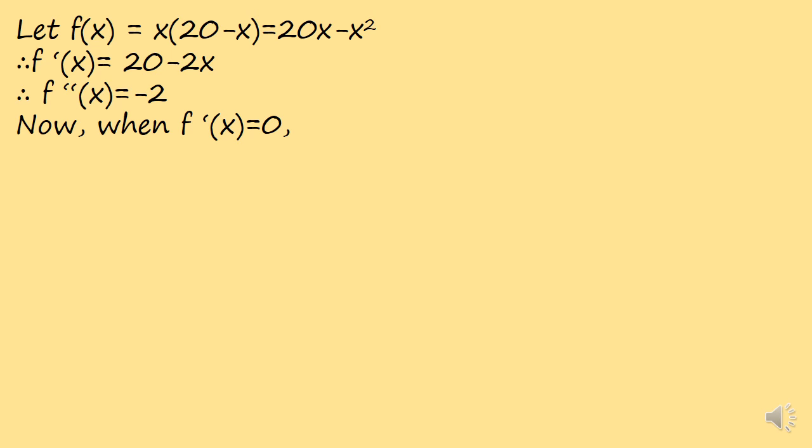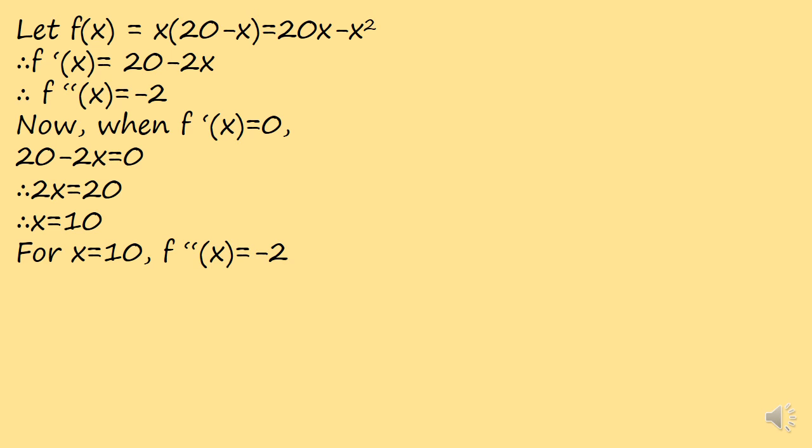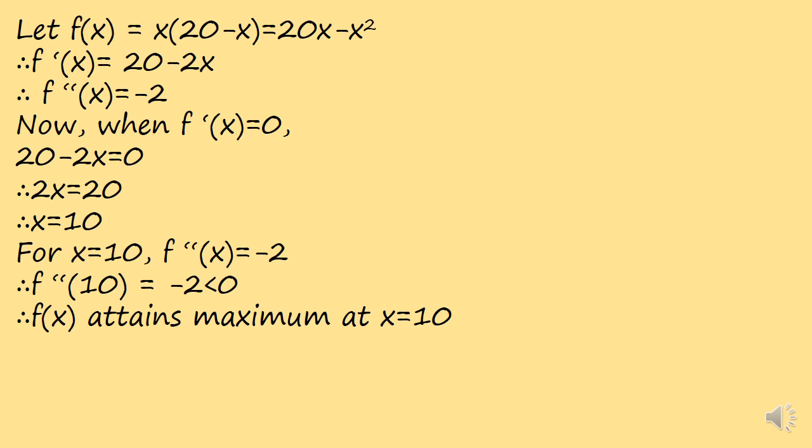So, when f dash of x is 0, we get 20 minus 2x as 0 or x becomes 10. Now, let us decide whether 10 is maximum or minimum. So, for x is equal to 10, f double dash of x is minus 2 as we have got previously. So, f double dash of 10 is also minus 2, isn't it? So, minus 2 is negative and therefore we conclude that f(x) attains maximum at x is equal to 10. So our answer for x is 10.